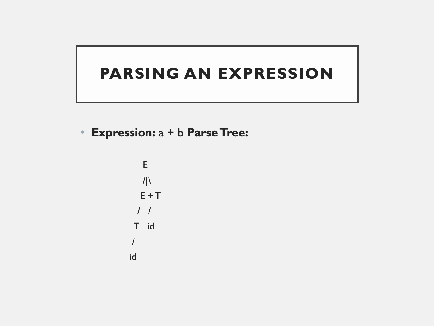Now this hierarchical structure captures the grammar of the expression, ensuring it adheres to the programming language's rules. The parse tree is crucial for the compiler to understand how the components of the expression interact, laying the foundation for semantic analysis and code generation.